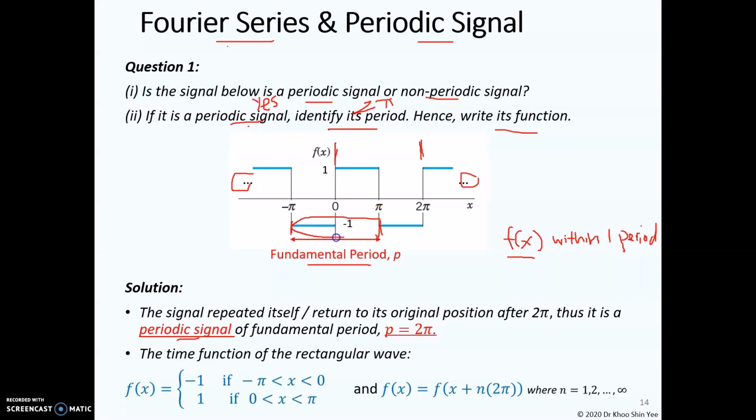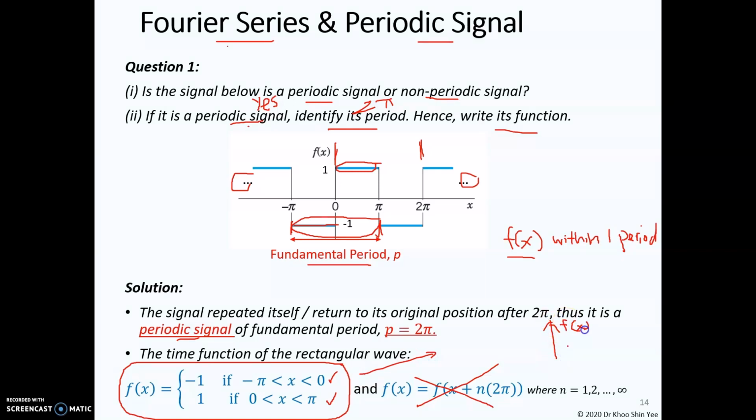So if you choose this period, then we can write the function to be -1 from -pi to 0, and the function is 1 when x is equal to 0 to pi. So if you only write this formula without this, then when you draw this, you have 1 when it's equal to 0 to pi, which is here, and -pi to 0, you have -1, which is here.